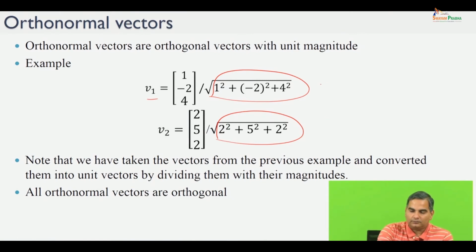Now these two are unit vectors, and these unit vectors also turn out to be orthogonal to each other. The orthogonal property is not going to be lost because these are scalar constants. So while you take V1 transpose V2 or V2 transpose V1, it will still turn out to be 0. So these vectors will still be orthogonal to each other. However, now individually they also have unit magnitude. Such vectors are called orthonormal vectors that we have defined here. Notice that all orthonormal vectors are orthogonal by definition.